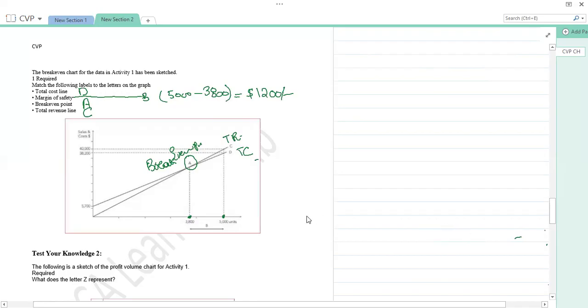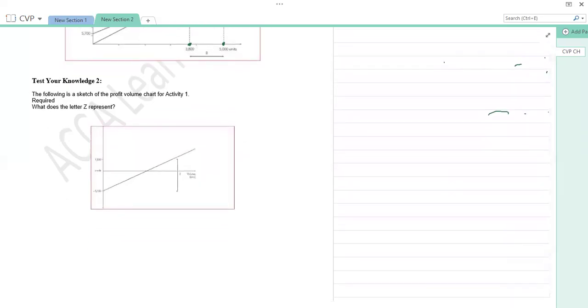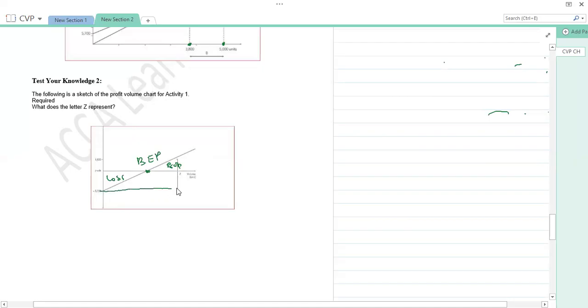Now, the next question is, test your knowledge two. The following is a sketch of the profit volume chart for activity one. Required: what does the letter Z represent? This is your break-even point. This is your profit area. This is your loss area. And this is my fixed cost. So Z shows your fixed cost.